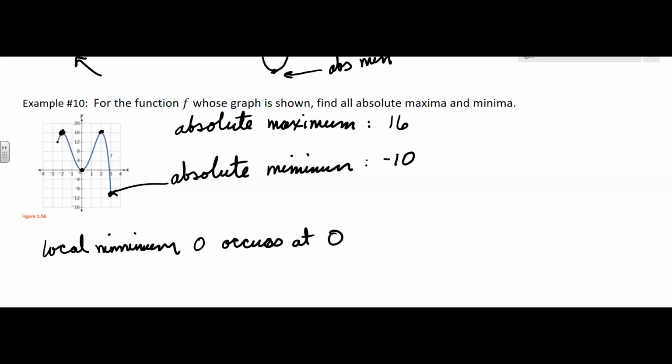So it's easy to get caught on that because you might have just been drawn to that local minimum, but it's just a local minimum, it's not the absolute minimum, okay? All right. You have to practice with them.